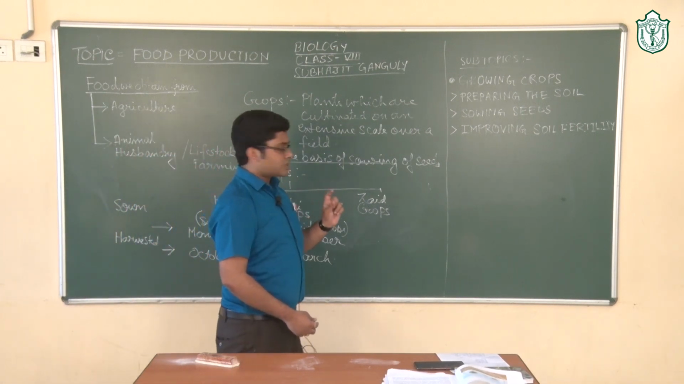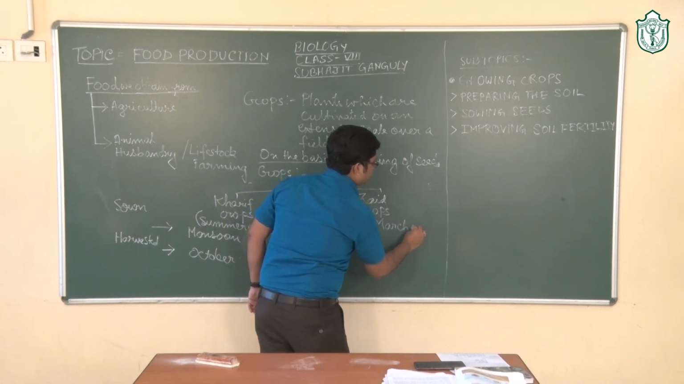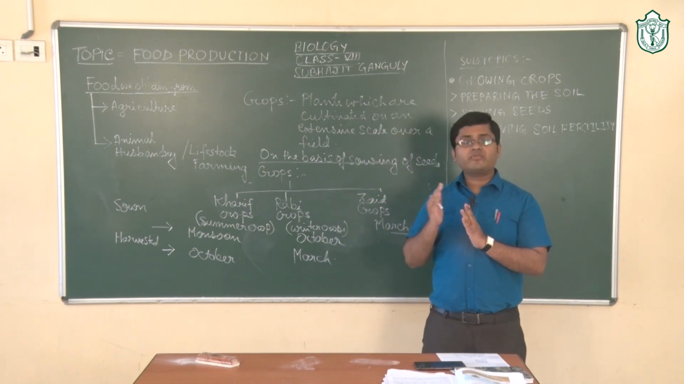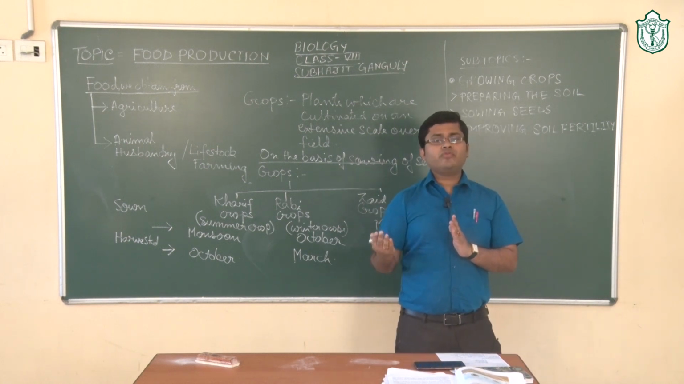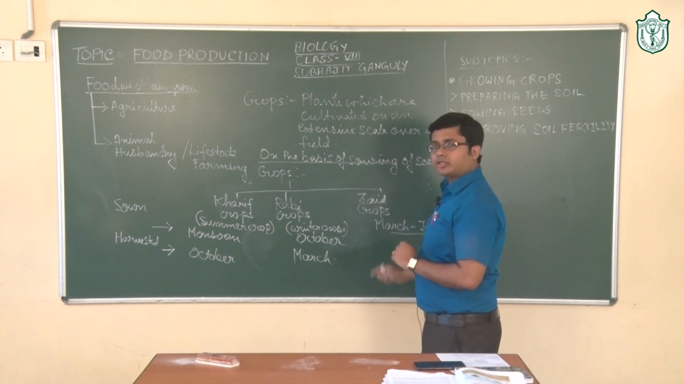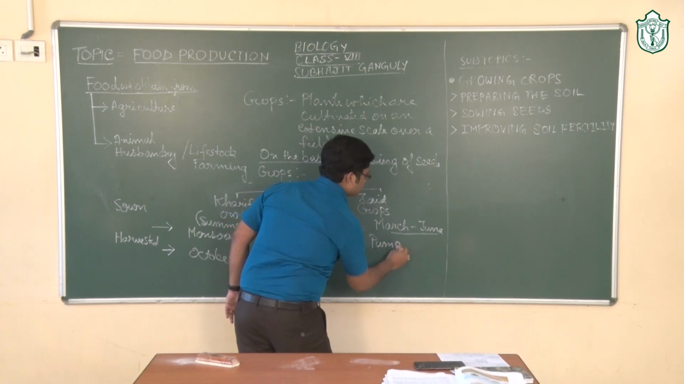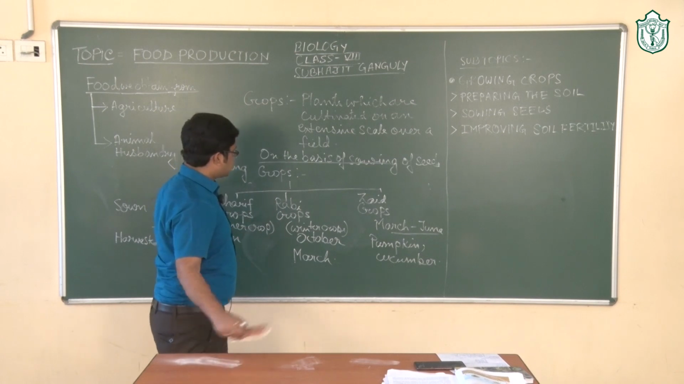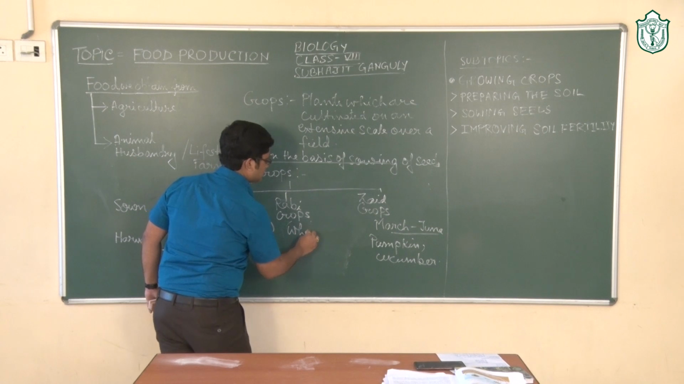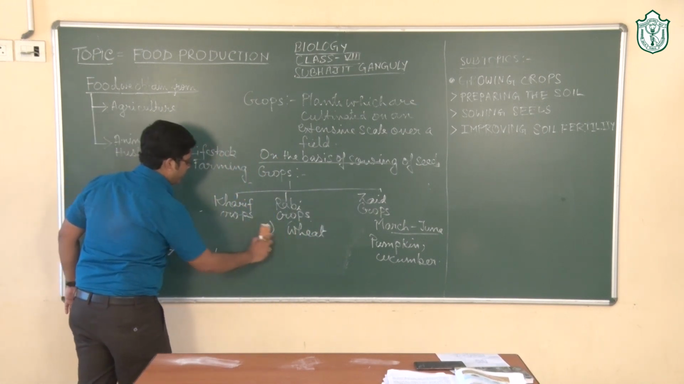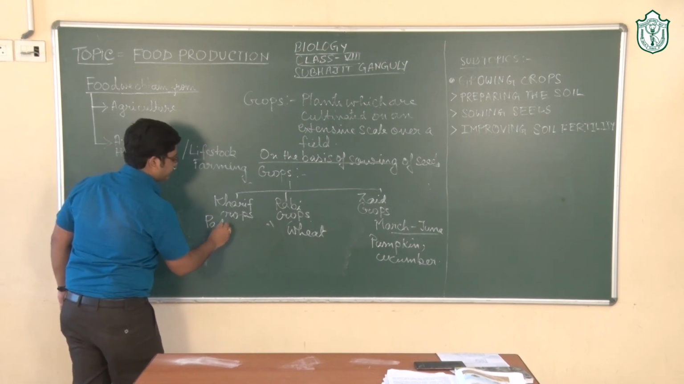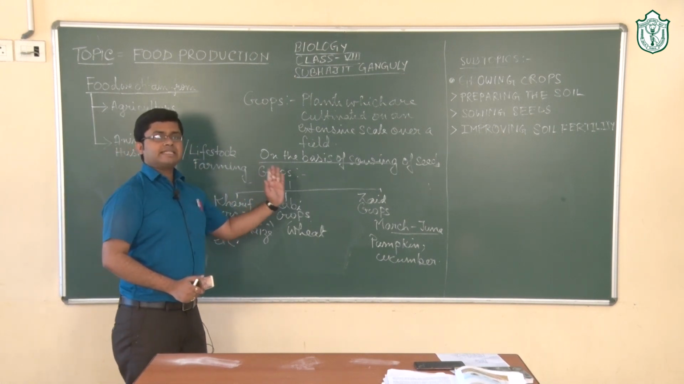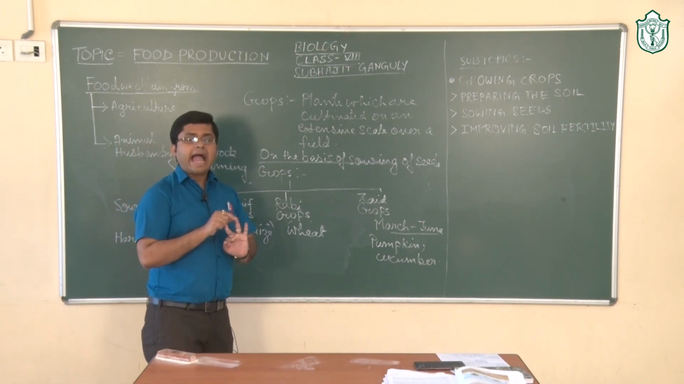Zaid crops are the crops which basically grow from March to June. These crops are sown in March and harvested in June, or at most in the month of July. The best examples of Zaid crops are pumpkin and cucumber. Similarly, an example of Rabi crops is wheat, and for Kharif crops, rice or paddy, maize, etc. So the crops on the basis of their sowing seasons are of three types: Kharif, Rabi and Zaid crops.